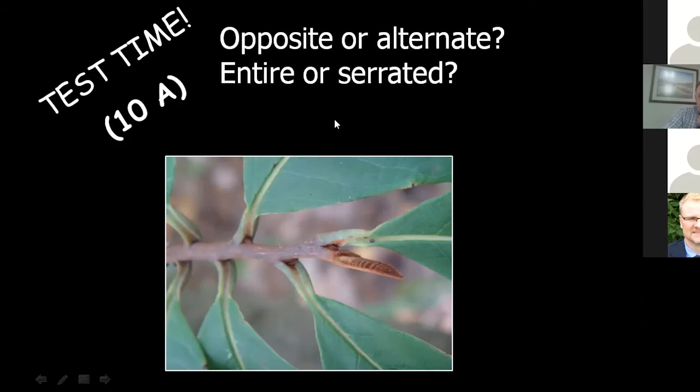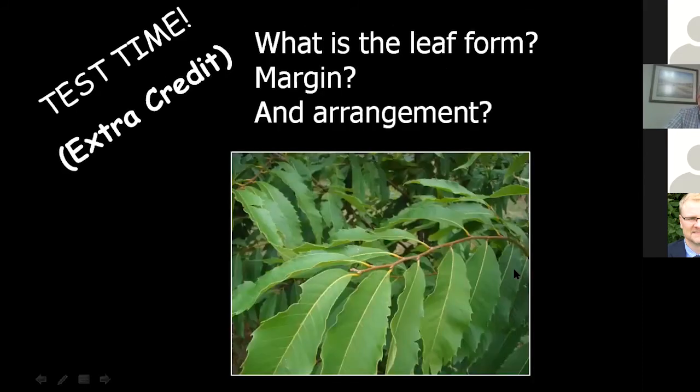Okay, opposite, or are they alternate? Well, if you go down here, here's one, here's one, here's one. You have to go back and forth. So that means that they are alternating all the way up through here. And are they entire or serrated? You can see right here that they are as smooth as can be. So that means it's entire and not serrated. Serrated means it has teeth. That's question 10A. Oh, extra credit.